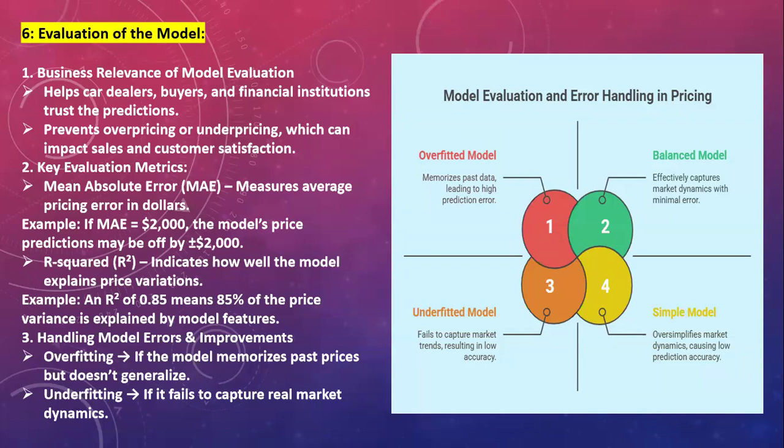And also the R square value. It indicates how well the model explains the price variations, so how well the model performs is based on this R square value. For example, if the R square value is 0.85, that means 85% of the price variance is explained by the model features. So 85% of the car price can be explained by our linear regression model.